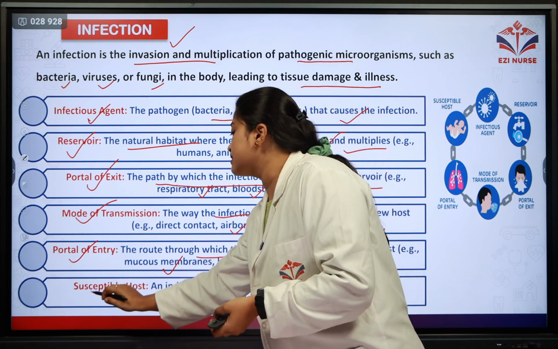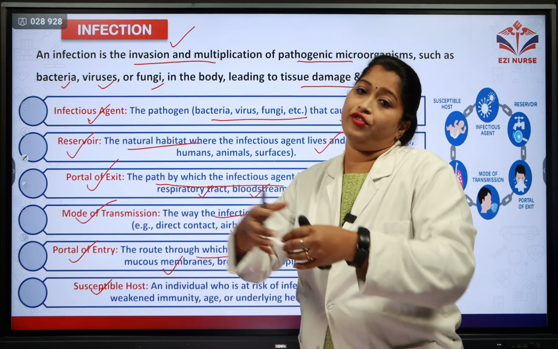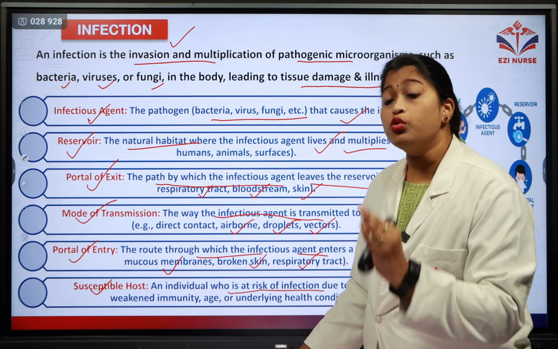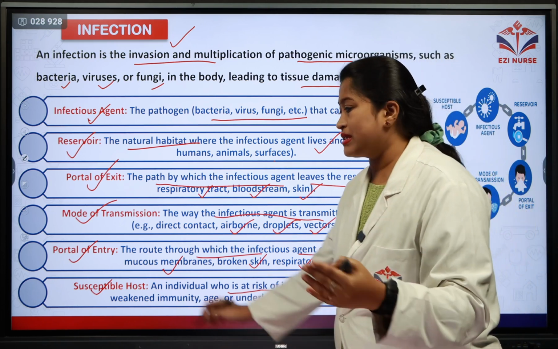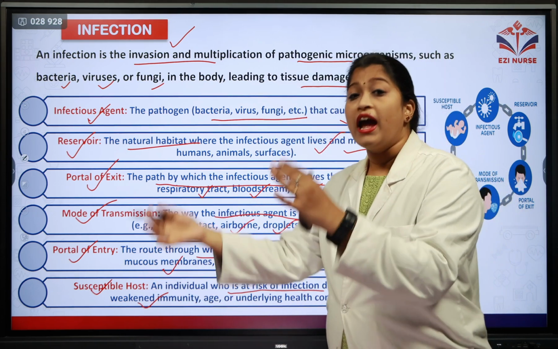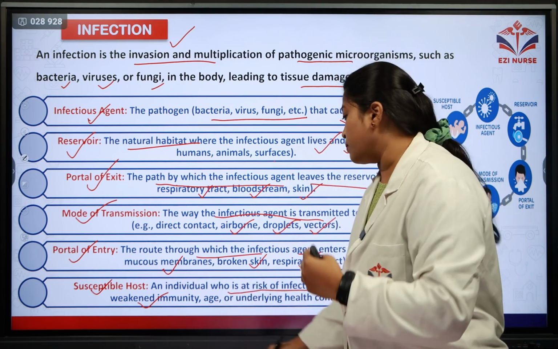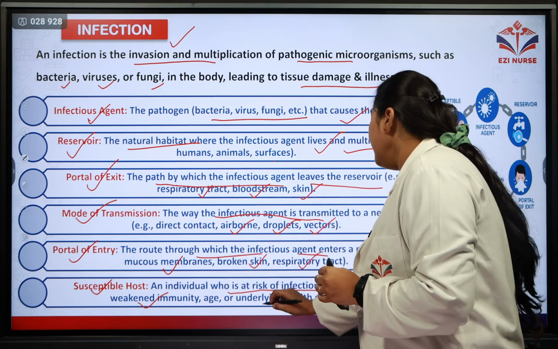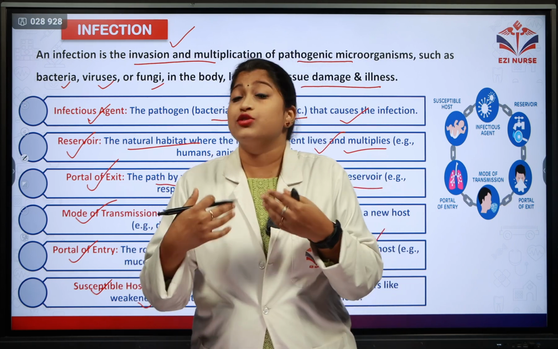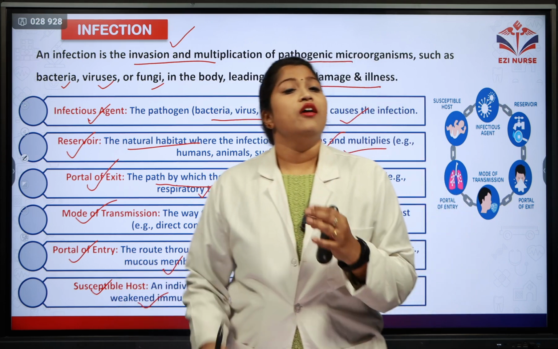And the last is the susceptible host, who is very much susceptible to these kinds of infections, especially an individual who is at risk of infection due to certain factors. Who is most susceptible? Persons with weak immunity, old age, and young age, infants, young people as well as old age people are more susceptible. And those with underlying health conditions, if they are having any health issues or disorders, are the most susceptible individuals or hosts.